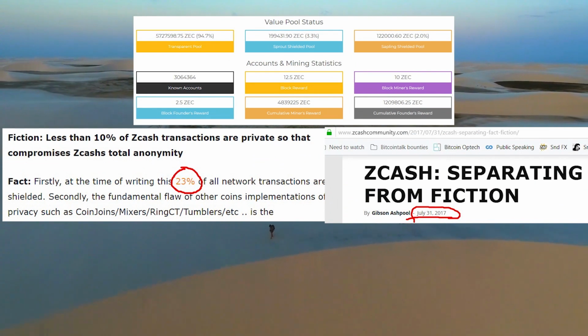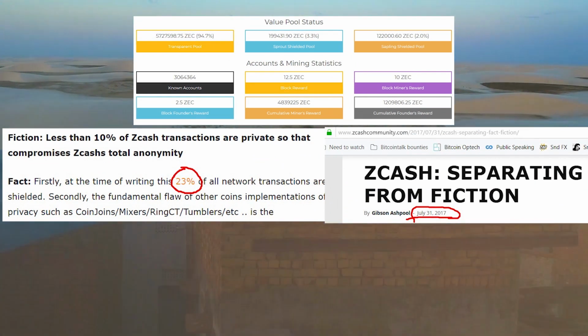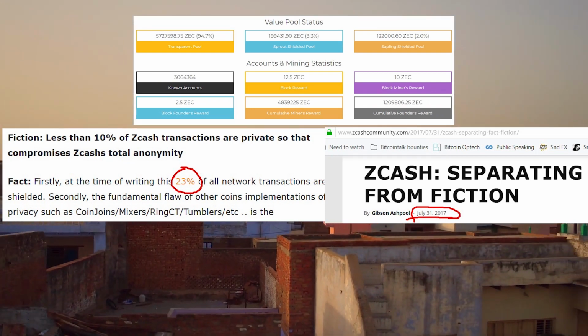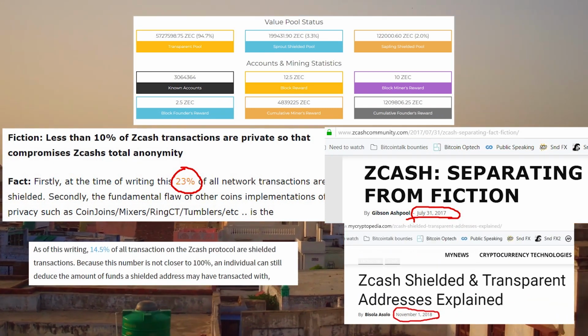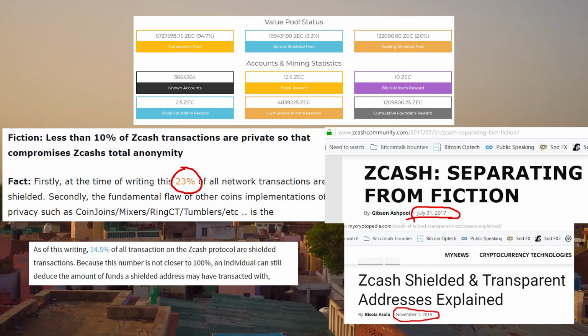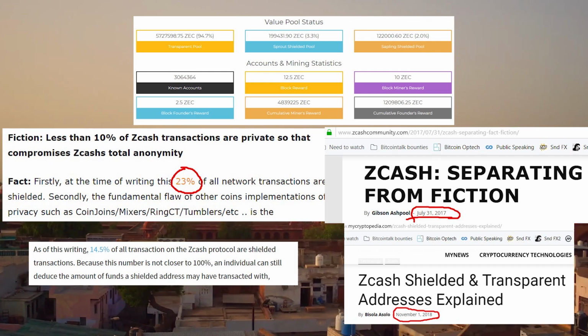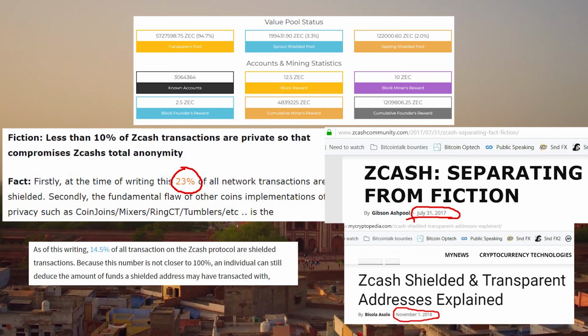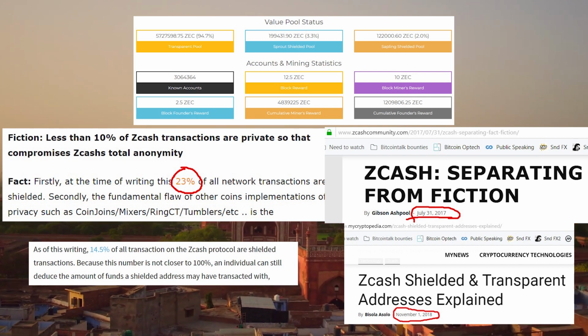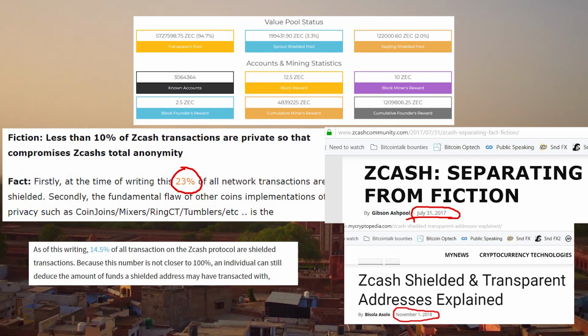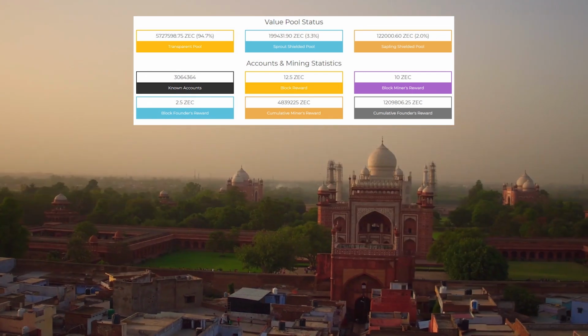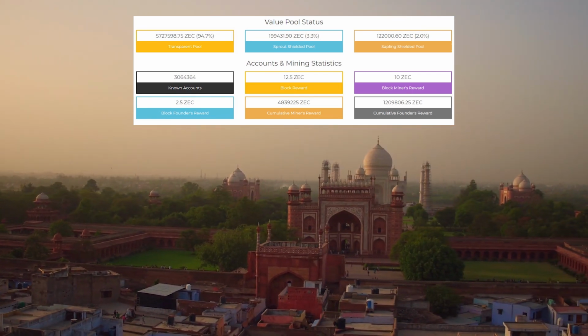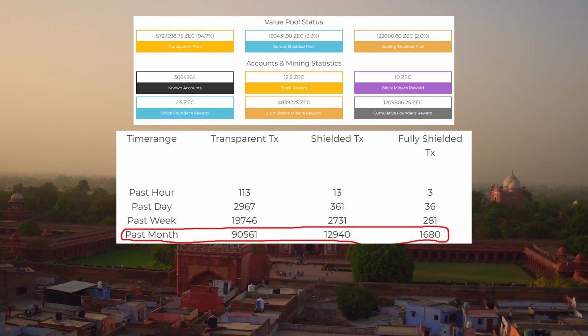Last July 2017, shielded transactions accounted for 23% of the network. And then in November 2018, it went down to 14.5% until today, which is 5.3%. Please note that we are talking about the value here, not the number of shielded and transparent transactions. For that, we need to look at the usage. There's no statistic for the whole network, so the past month is all we could study.